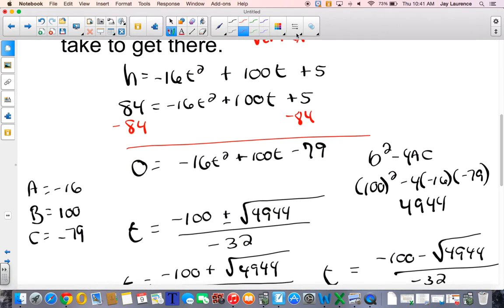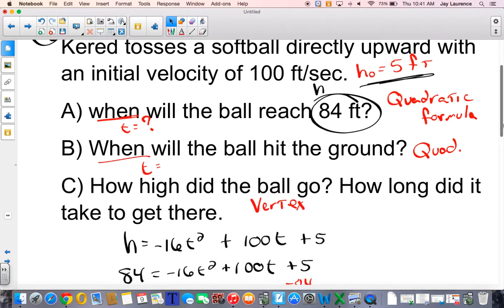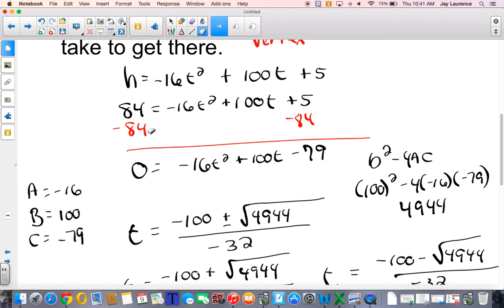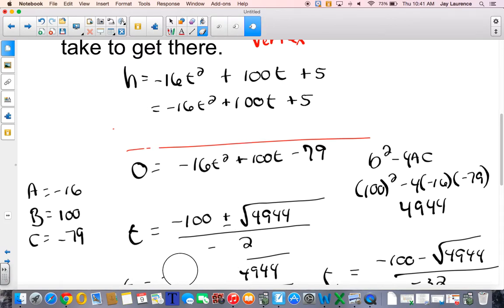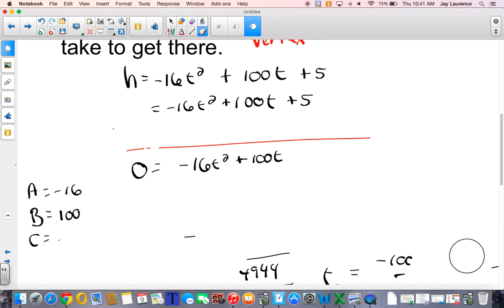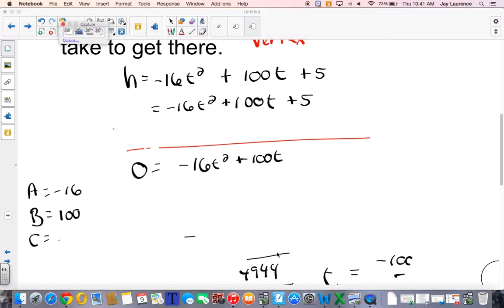So let's go on to part B. Part B says, when will the ball hit the ground? Well, that's a quadratic formula again. Only this time, capital H, or I'm sorry, the ending height is not going to be 84. The ending height is going to be 100. No, Mr. Lawrence, it's going to be 0. Yeah, it's going to be 0. Just trying to give myself some room to work.